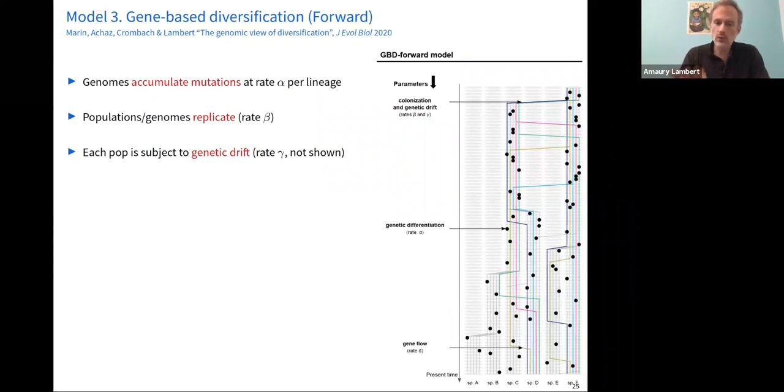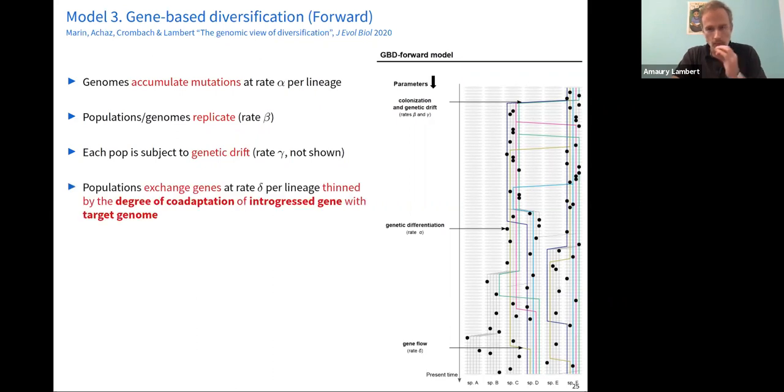Each population is subject to genetic drift, something that I didn't really introduce, just meaning that the frequency of all the genomes can vary through time. If you want to have one single genome, you have to have gamma take very large values, so that the time scale of genetic drift is much more rapid than all the other time scales, and so you can neglect polymorphism and assume that all populations are monomorphic. And the nice thing here is that populations exchange genes at rate delta per lineage, meaning that each lineage can travel from one species to another.